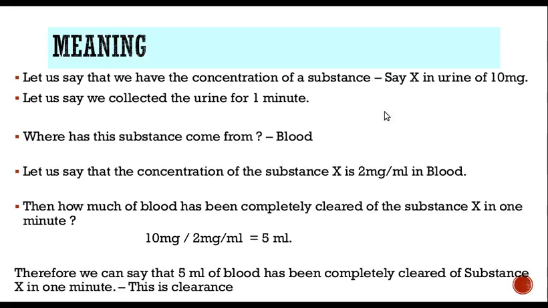That is, if 10 milligrams comes out in the urine, and the concentration of the substance X in the blood is 2 milligram per ml, then theoretically 5 ml of the blood would have been completely cleared of the substance X in that unit interval of time, which is 1 minute. This is what is called clearance test. ml per minute, that will be 5 ml per minute.